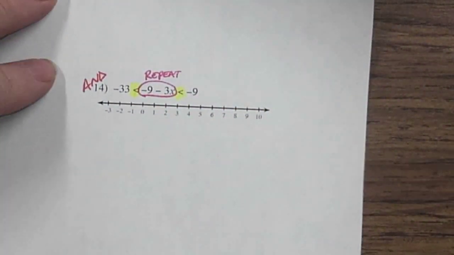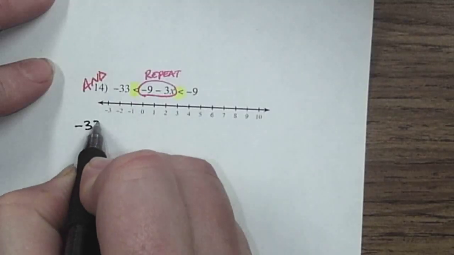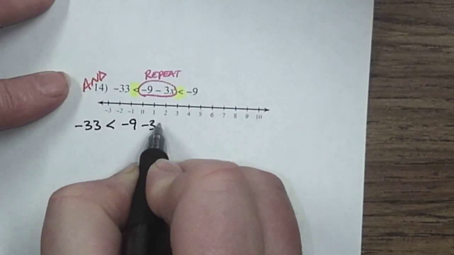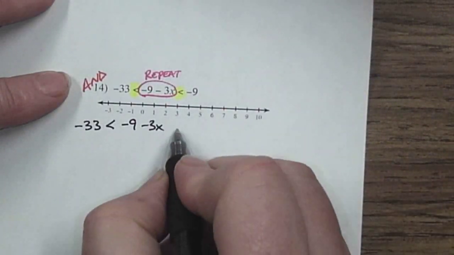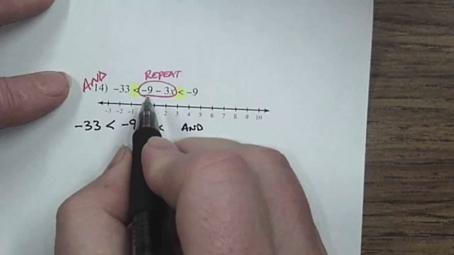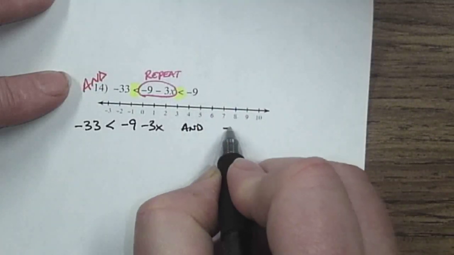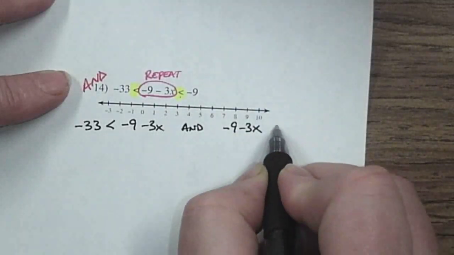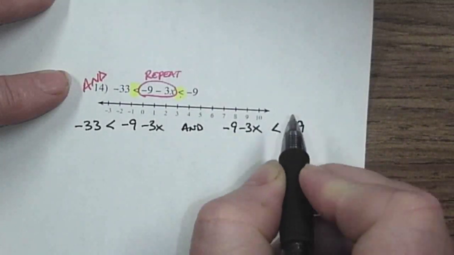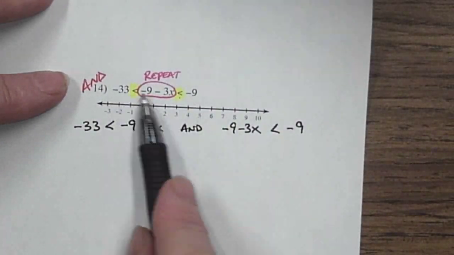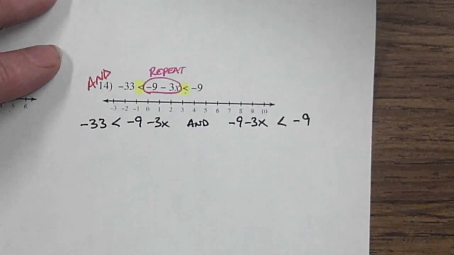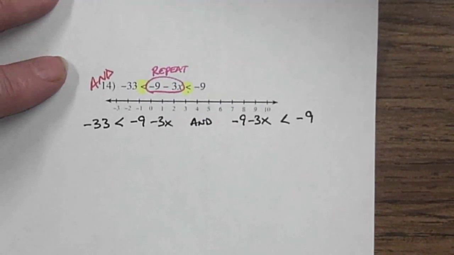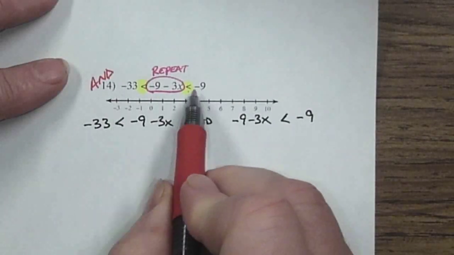So we're going to split it up. We take negative 33 less than the middle section, negative 9 minus 3x. Then we write "and" and repeat the middle section, negative 9 minus 3x again, less than negative 9. Some people can keep it this way and work left and right, and that's fine, but this way is, to me, the most straightforward when you're learning. The middle gets repeated for each end.